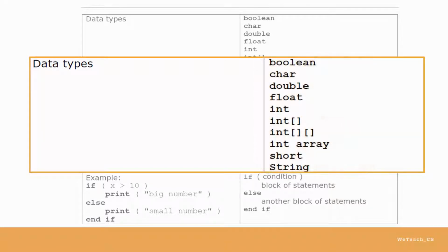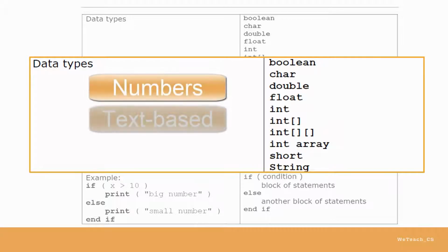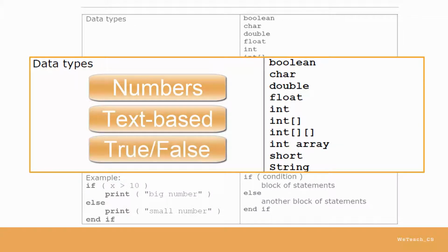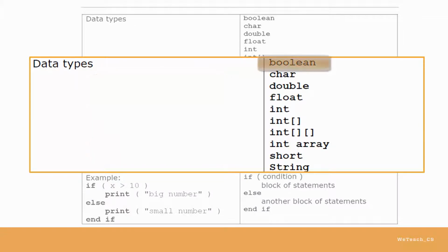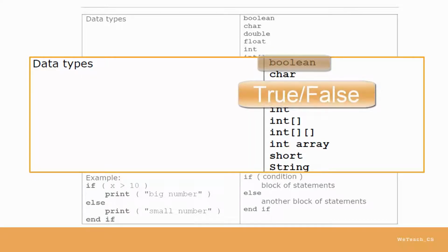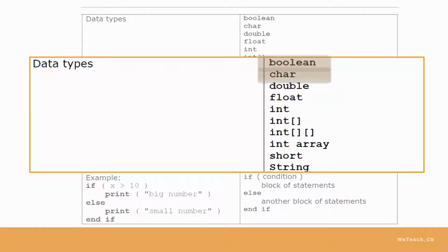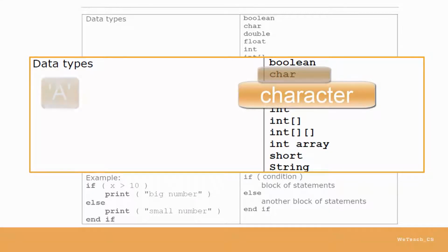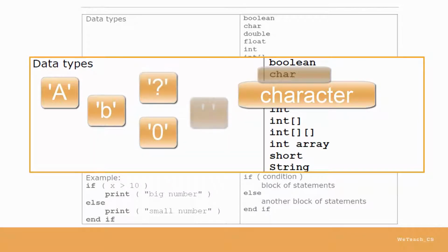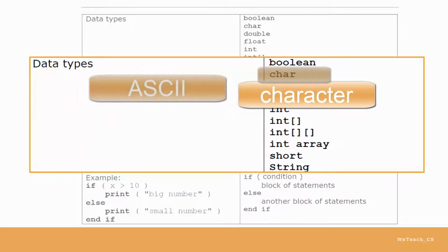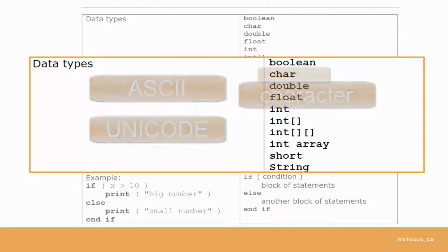There are 3 main types of data in any programming language system: numeric, text-based, and Boolean. The Boolean data type has only 2 values, true and false. One of the 2 text-based data types is the char, which is an abbreviation for character, and can be any single character that can be produced on the keyboard. Many others are also available in various character sets like the ASCII chart or the Unicode system.